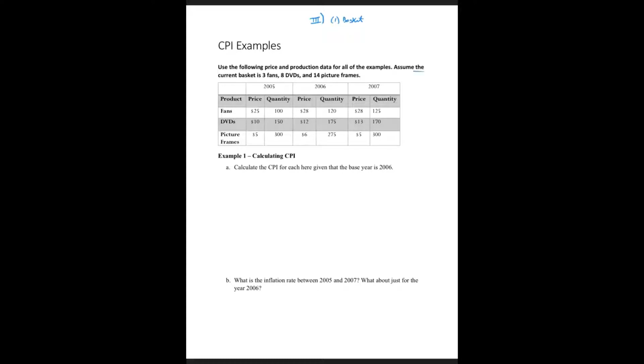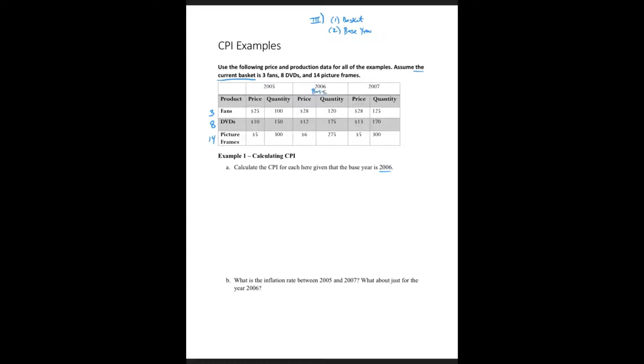And right here it says, assume the current basket is 3 fans, 8 DVDs, and 14 picture frames. Just gonna throw that here, 3 fans, that way we can keep track of this, 8 DVDs and 14 picture frames. The second thing we need to know is, what is the base year? What are we going to index this against? For these questions, it tells us that the base year is 2006.